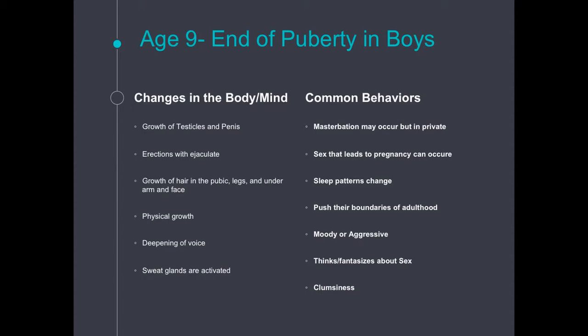Sleep patterns change. They start to push their boundaries of adulthood. They really start trying to figure out who they are. They become more moody or aggressive as testosterone is released, and boys will think about and fantasize about sex greatly. They also become very clumsy at this age because their body is growing faster than they're used to.